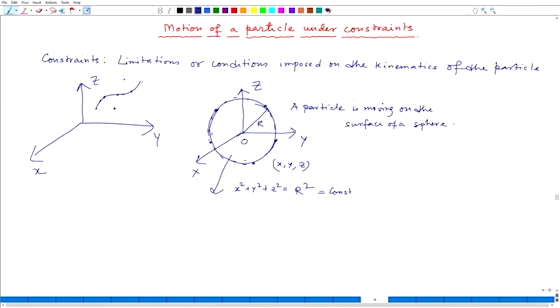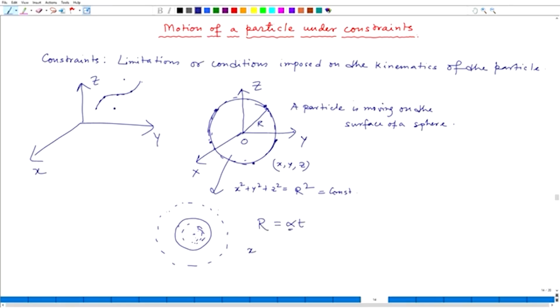We can say, okay, the particle should always move on the surface of the sphere, but now the sphere is changing its shape, always being a sphere, but it just increases or decreases its radius in the course of time, following some law which is an explicit function of time. Let us say we can say that r is equal to alpha t, where alpha is a constant.